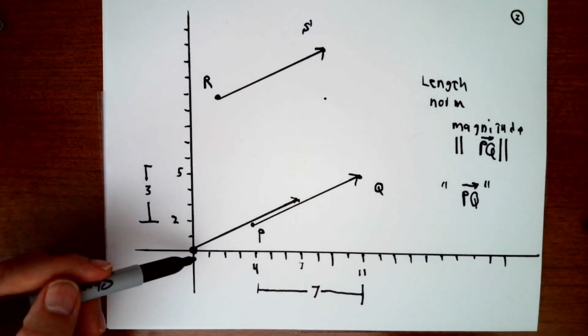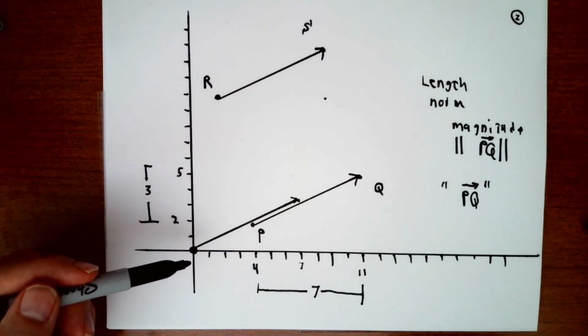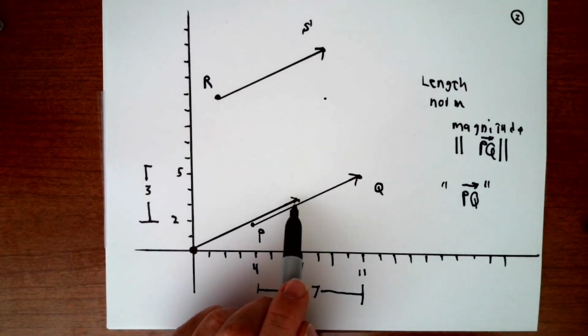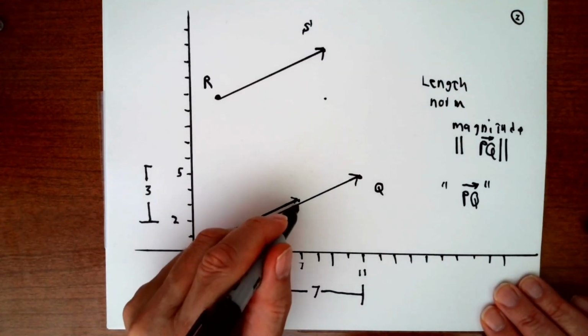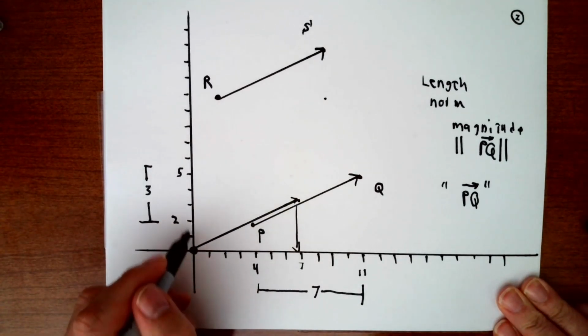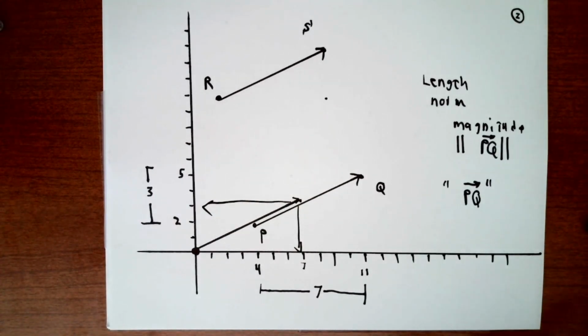Since we already know that in that case, the initial point has x equals 0 and y equals 0, to determine the vector, all I have to do is to tell you the coordinates of the ending point. In this case, that ending point will have x coordinate 7 and y coordinate 3. So I only have to tell you 2 numbers in order to tell you a vector if its initial point's at the origin.